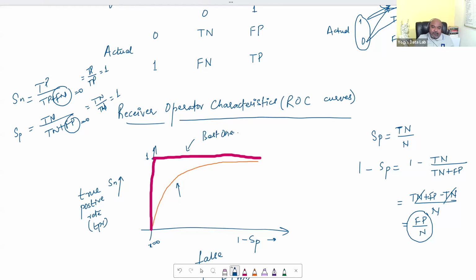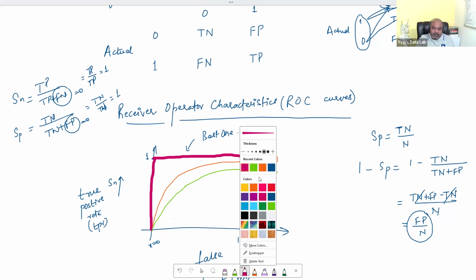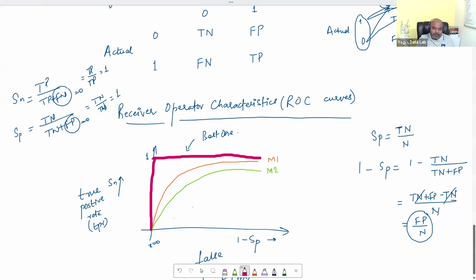There's another thing which we have to consider here. Let us say that I have been given two curves. One was this orange one and the other is, let's say, the green one. The orange one represents model M1, means I have built two different models. For the first model, which is the orange one, I have this ROC curve. And for the second model, which I have built, this is the ROC curve. Now, which one of them is a better model? So if I have to look at this, let us say I'll go ahead and draw a line at 45 degree over here.